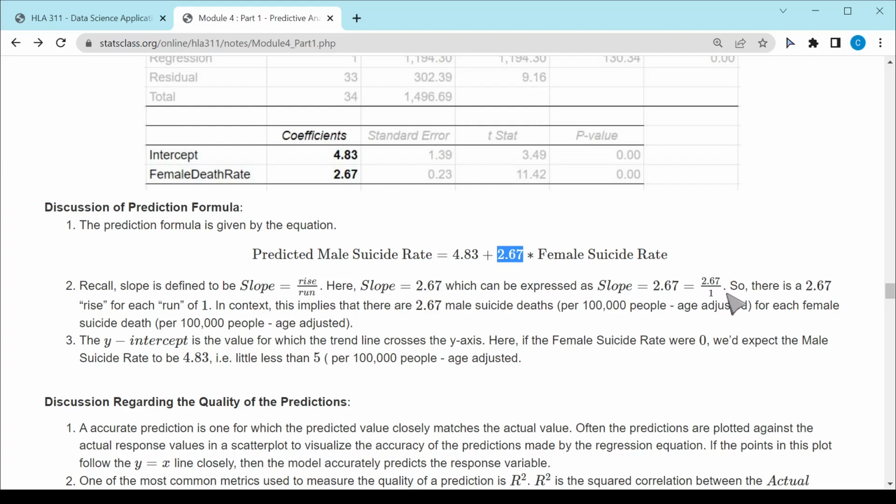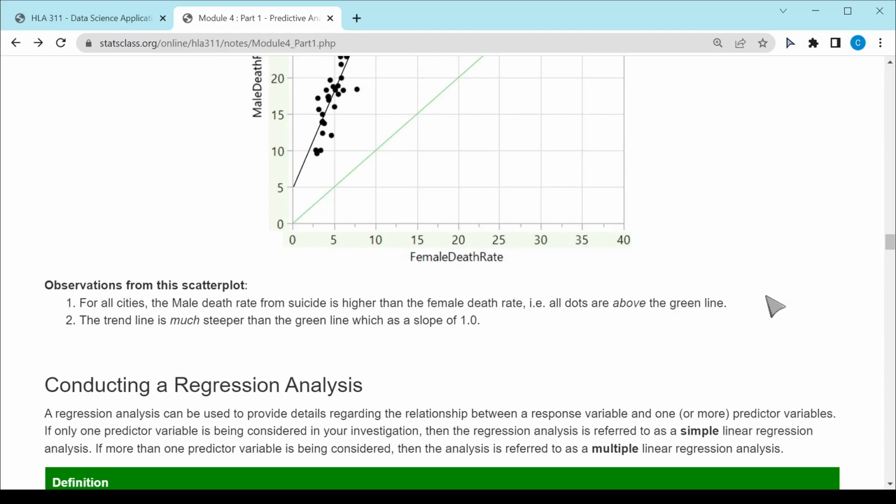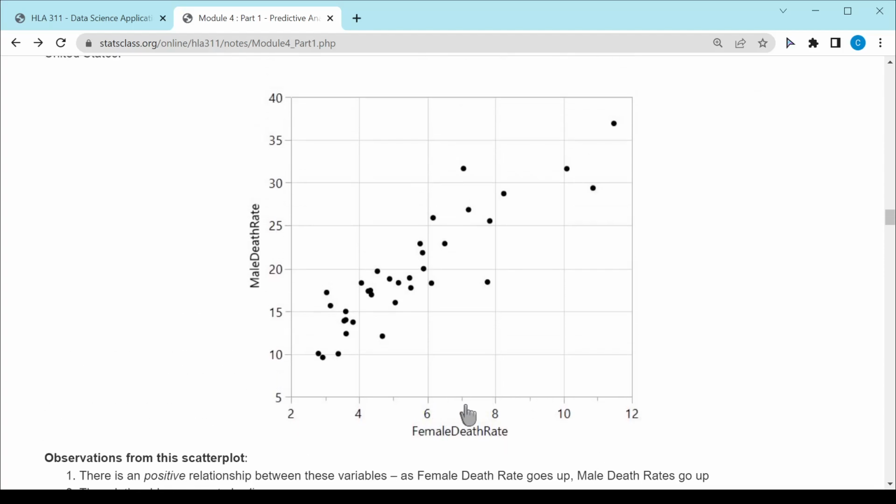So what that means is for each run, okay, so a run here on my scatter plot is going to be movement in the female death rate direction. So for each run, so what I mean by that is suppose that the female death rate goes up by 1, I'm going to expect the rise, which is going to be the increase in male death rates, to be about 2.67.